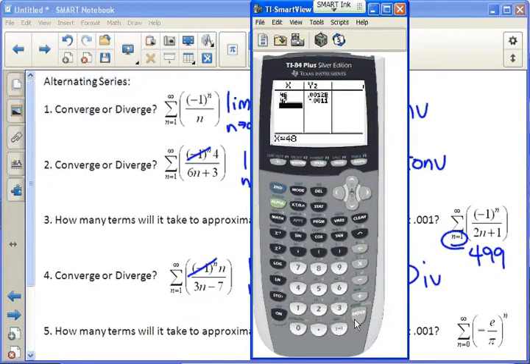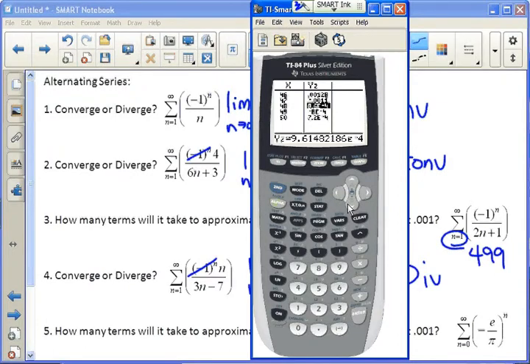Okay, so go back up, highlight these. This is still above 0.001. This one's still above 0.001. This one is not. As soon as you see e to the negative 4, you're below it. So at 48, that's our cutoff.